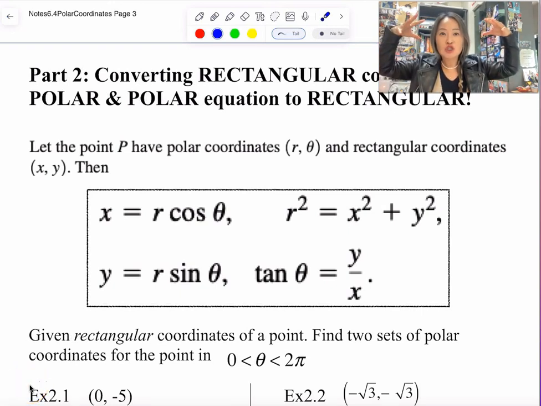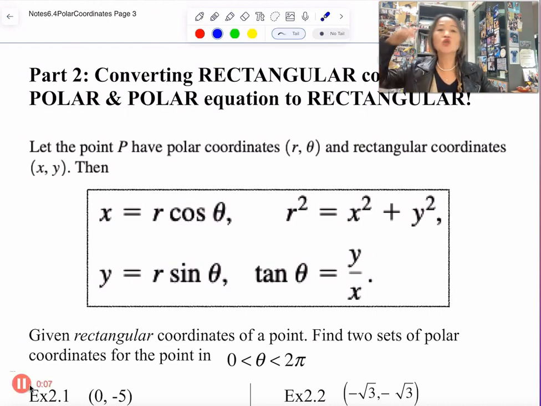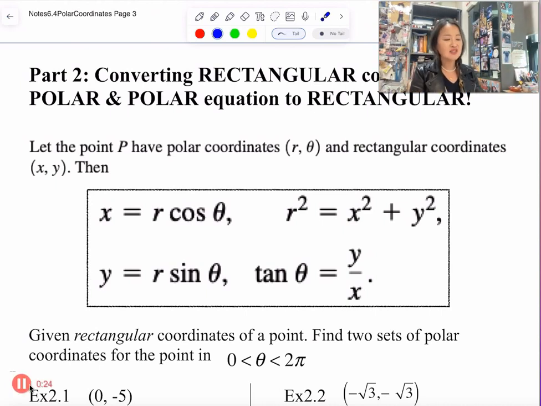Let's convert rectangular coordinates to polar and polar to rectangular. Rectangular to polar, polar to rectangular. All right, let's do this. Remember, rectangular coordinates always involve x's and y's, and polar coordinates involve r's and thetas, or angles. Just keep those things in mind.